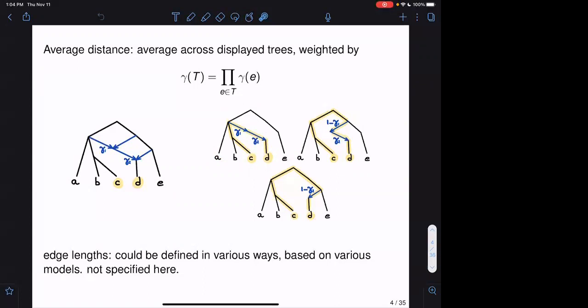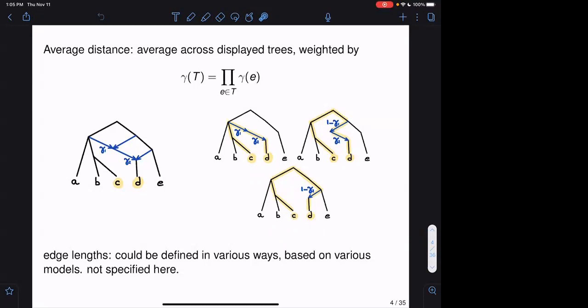The average distance is the average of these distances over all the displayed trees I can have. The average uses the weights of each displayed tree, which is just the probability of getting the tree, as I mentioned before. This is meant to capture the average distance if I take a site at random, or a gene at random, from one of these displayed trees.